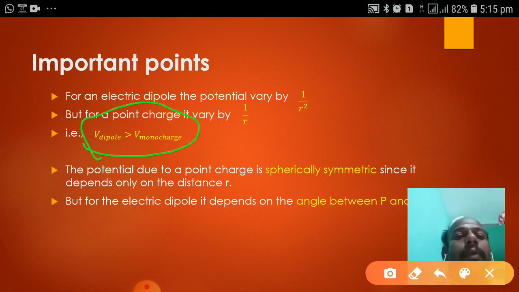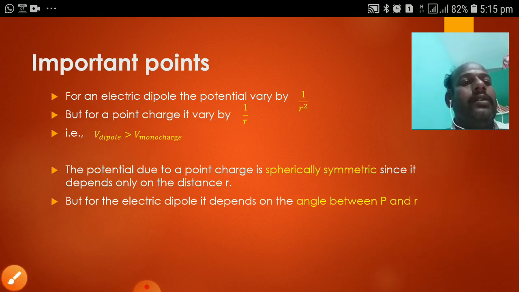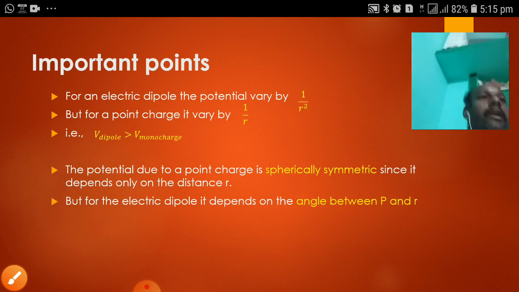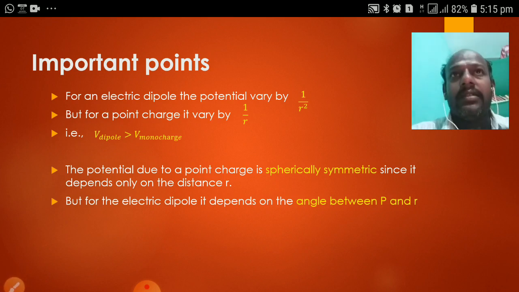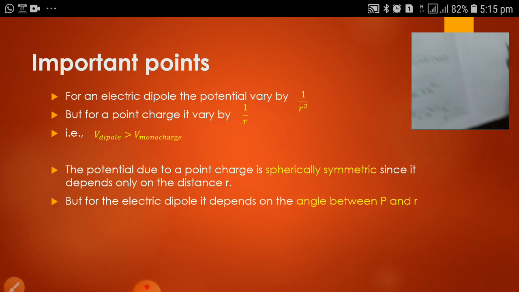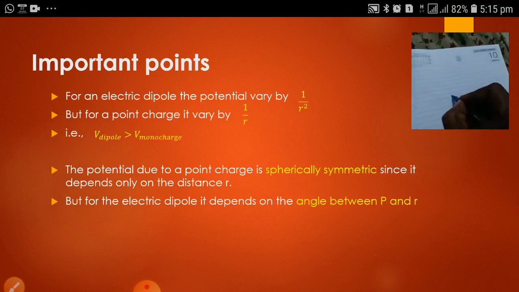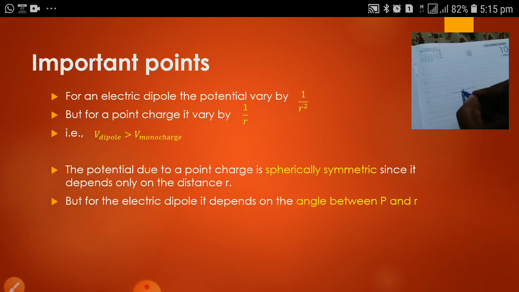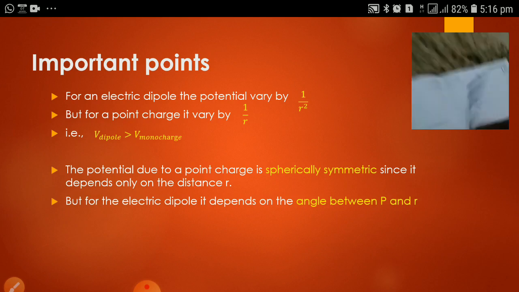So the potential due to a point charge is spherically symmetric. Symmetric means, when I take a point around a charge, the value will be the same at all the points. For example, if I take the charge here, and if I move around the charge, either here, here or here, I will have the same value at all the points on the circle. So this is called symmetric.